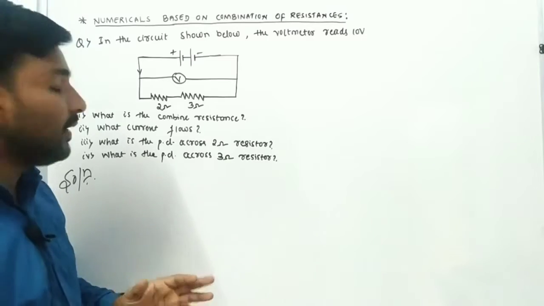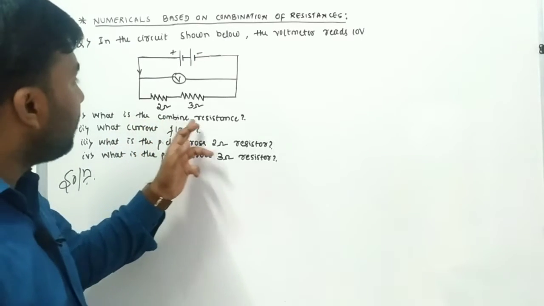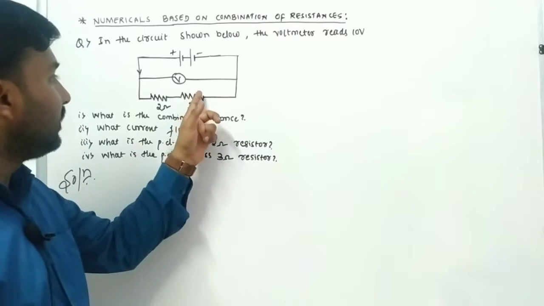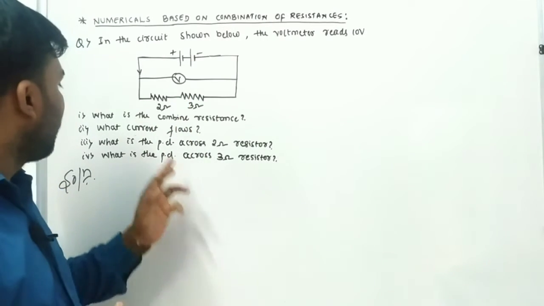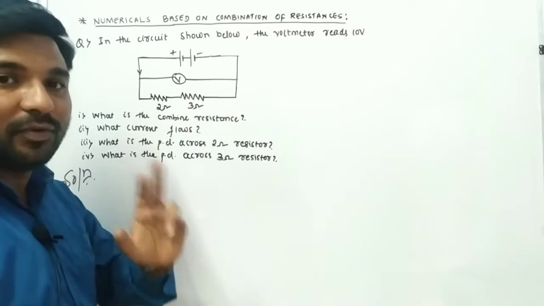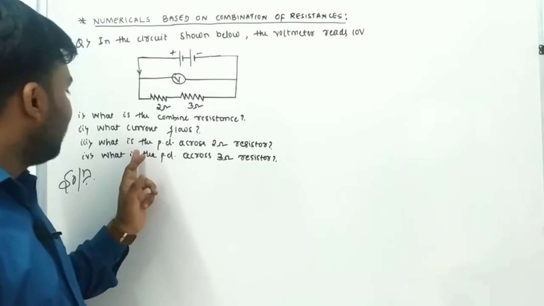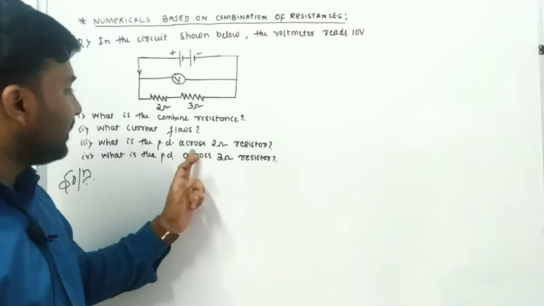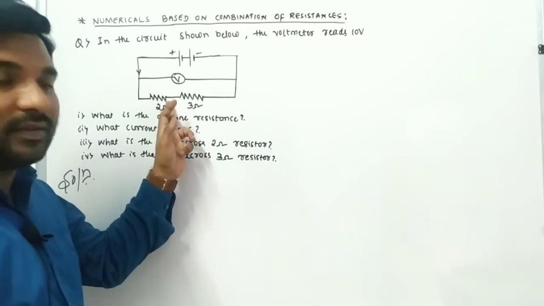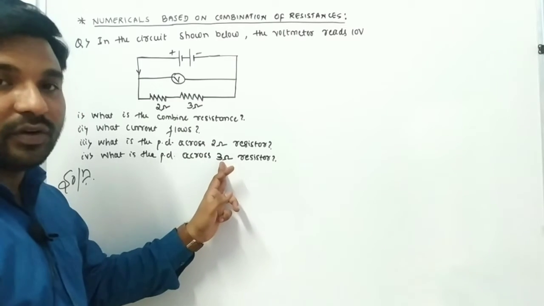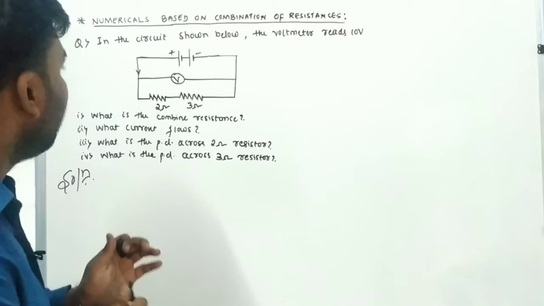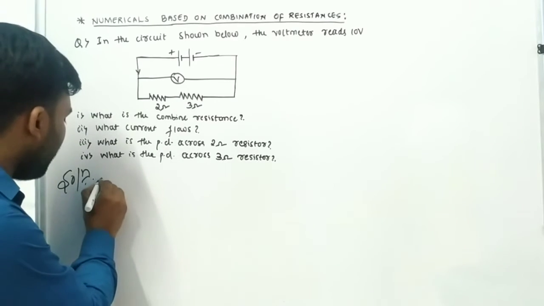We have to calculate what is the combined resistance, that is total resistance in this circuit, and what current flows. So what is the current flowing in the circuit. Third one is the potential difference across 2 ohm resistor, and the potential difference across 3 ohm resistance. Okay, so this is the question. So let's solve one by one.